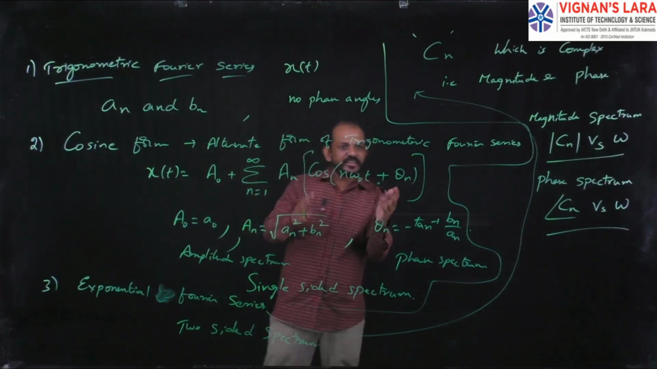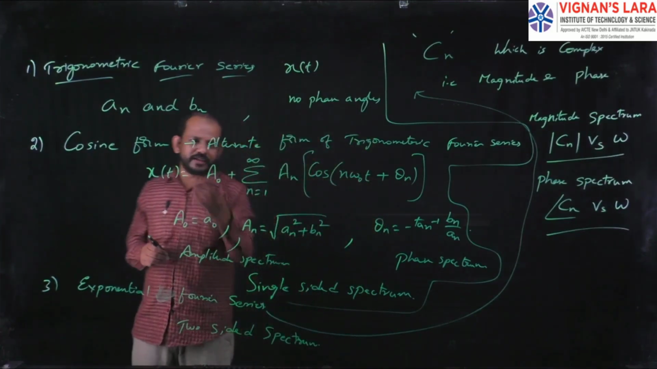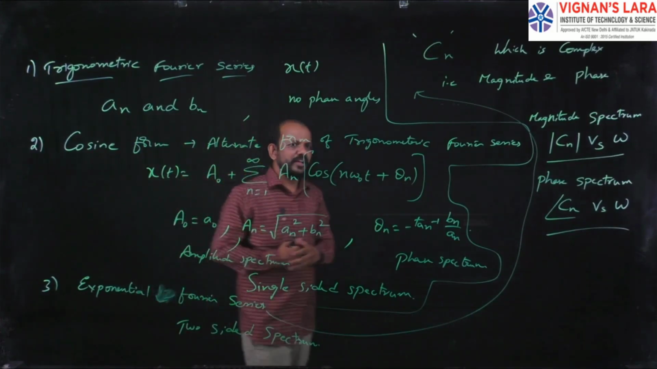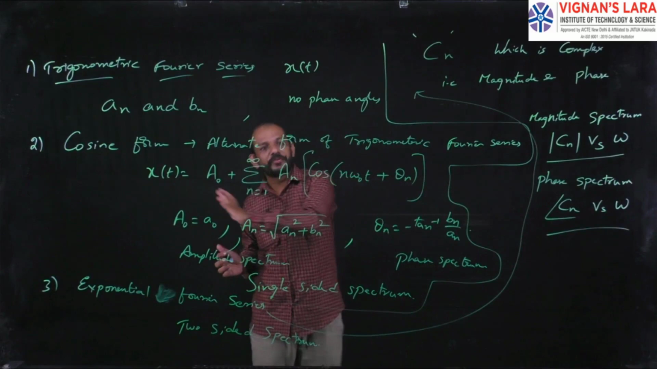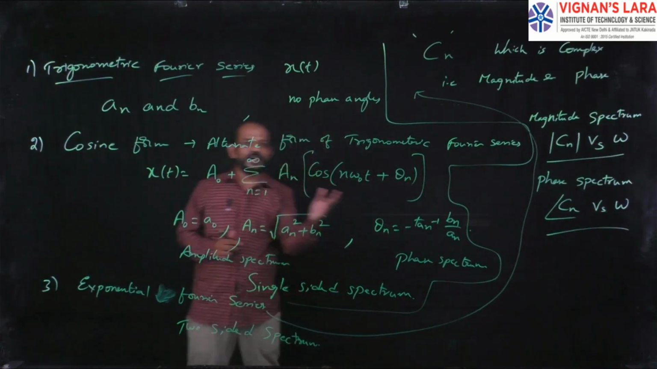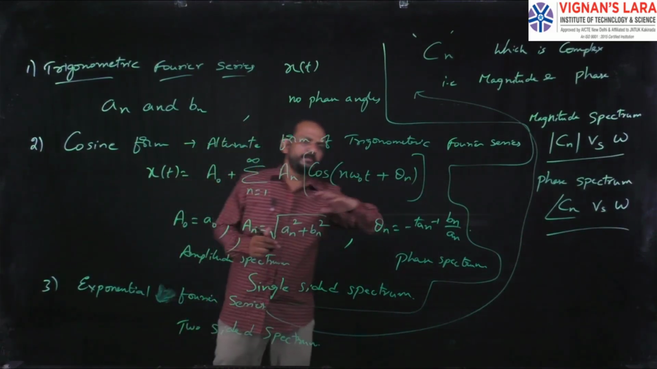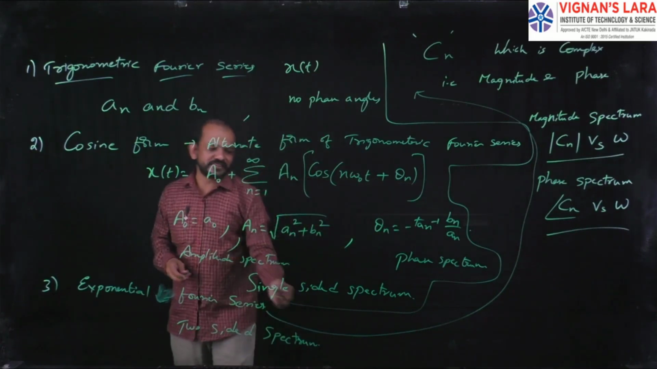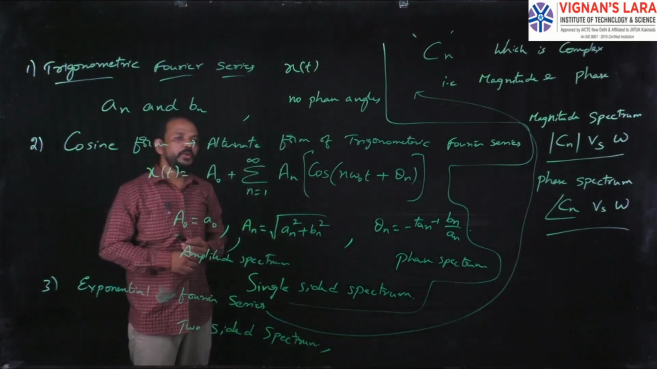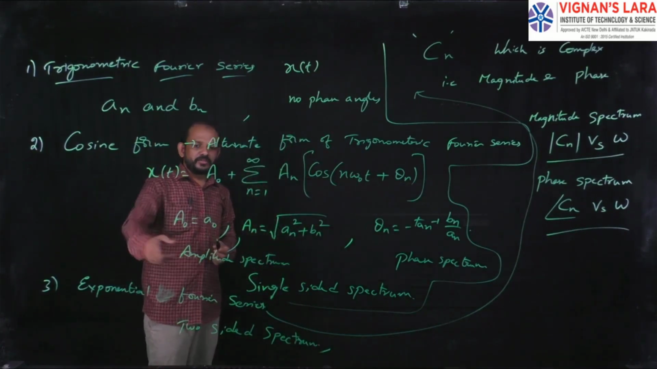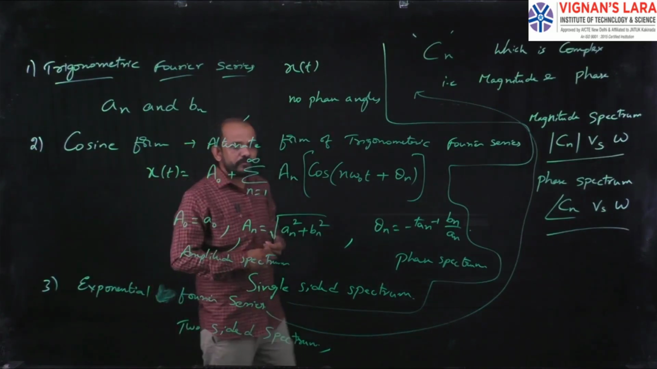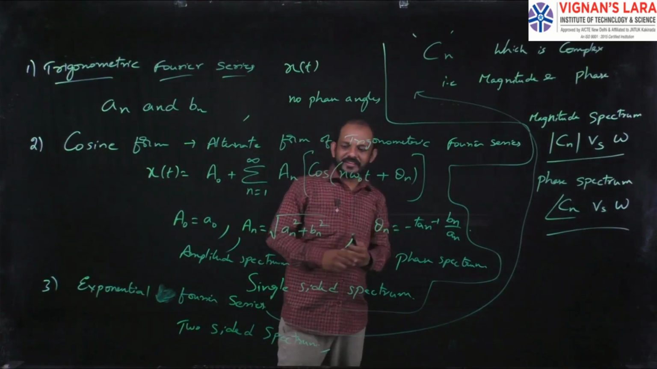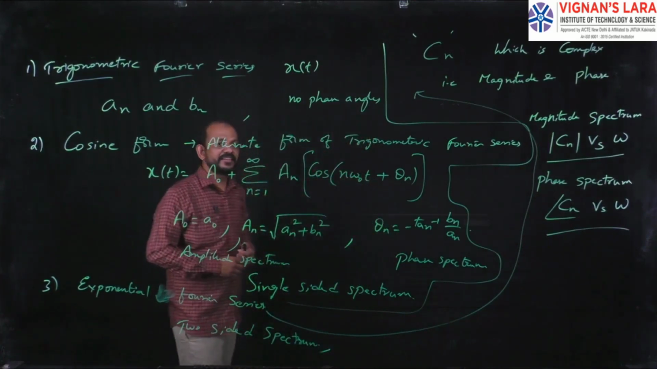Why is it called two-sided? Because here the Fourier coefficients will have values for both positive and negative frequencies. Hence we can go for this two-sided spectra. So in this exponential Fourier series, the Fourier spectrum is called a two-sided spectra.